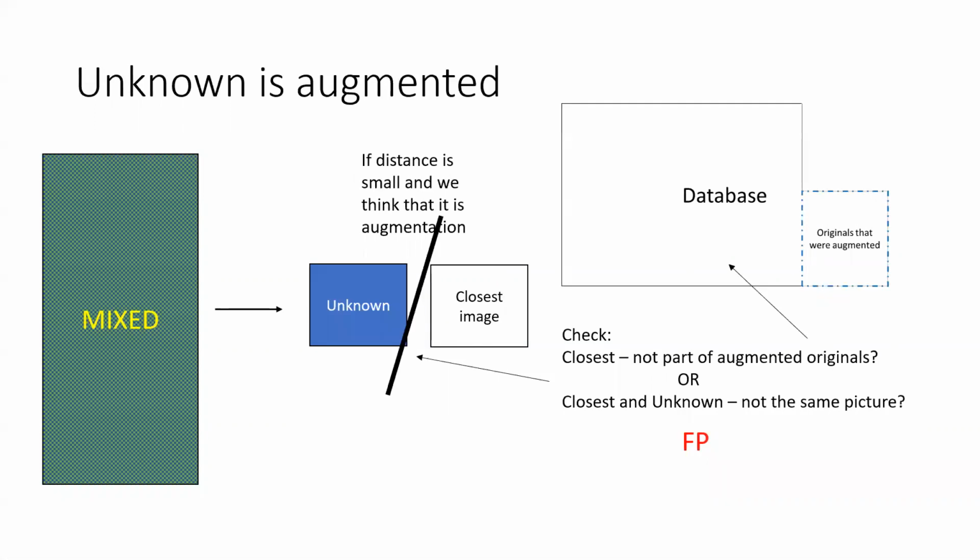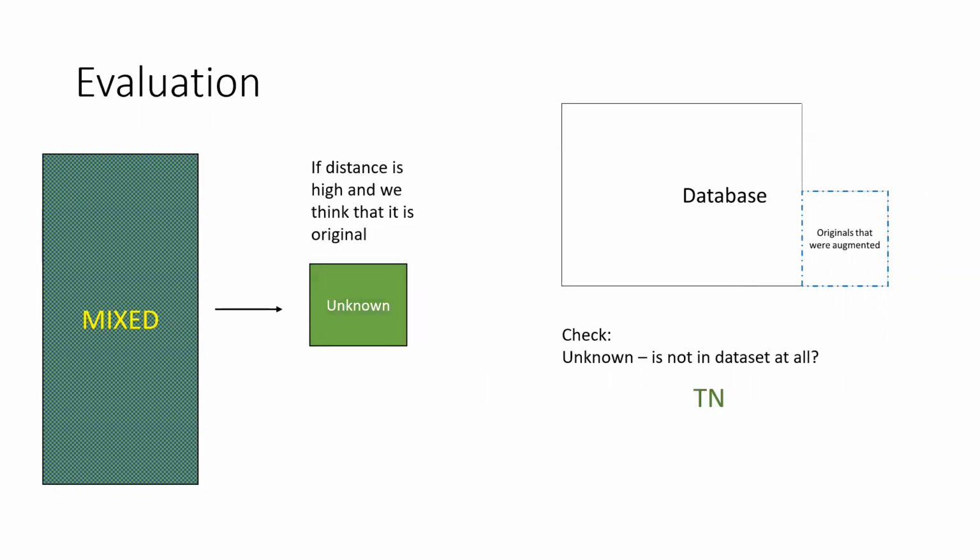The second option: the distance is still small and we think it's an augmentation, but it's not the same picture, or it's not part of the images that were augmented. That means it's a false positive. That means that we were wrong and the image is not modified, it's some original image.